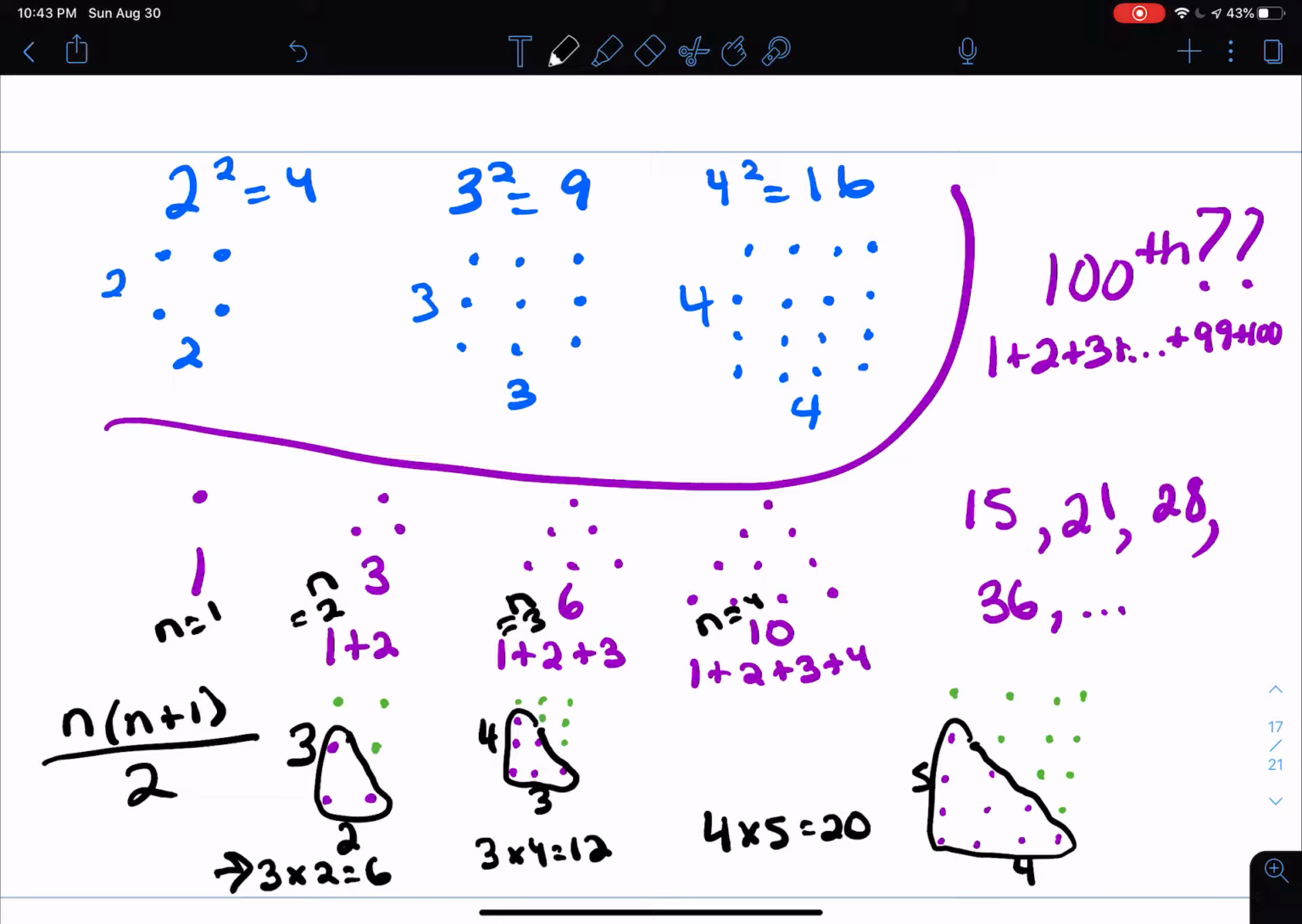So for the 100th triangle, n is 100. You could do 100 times 101 over 2. And you get 5,050. Pretty cool, huh?